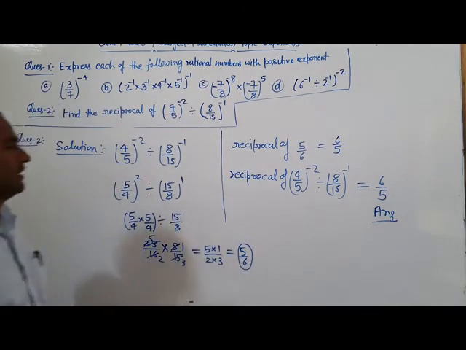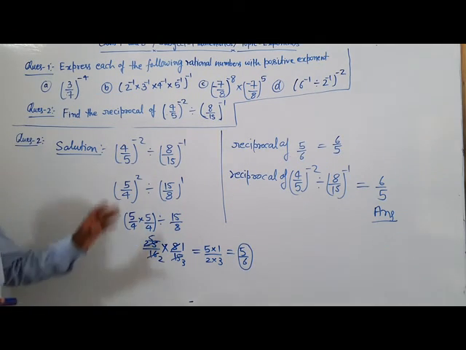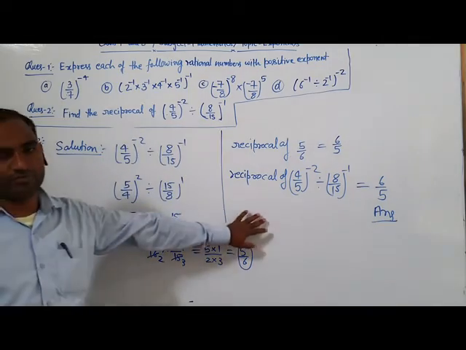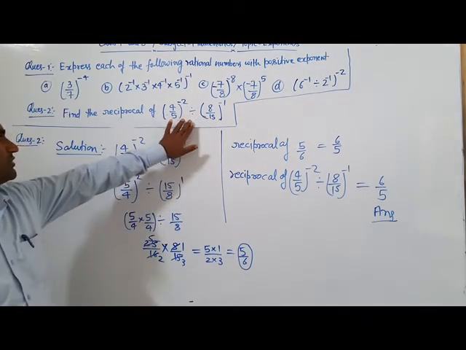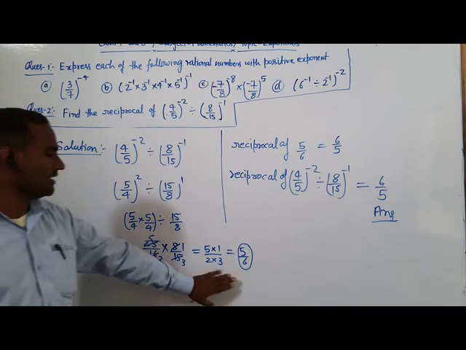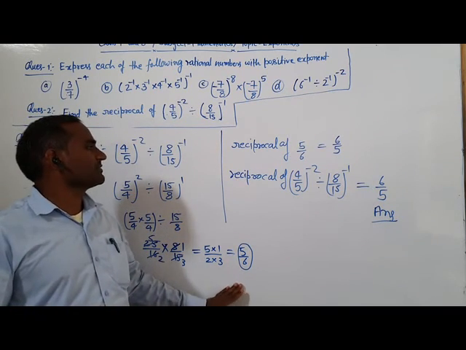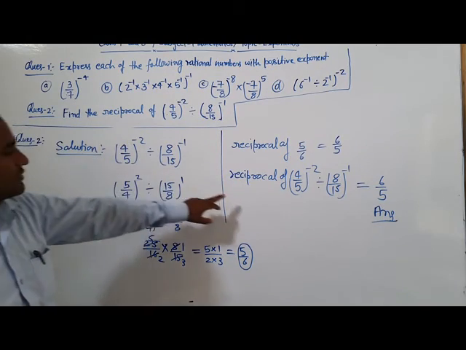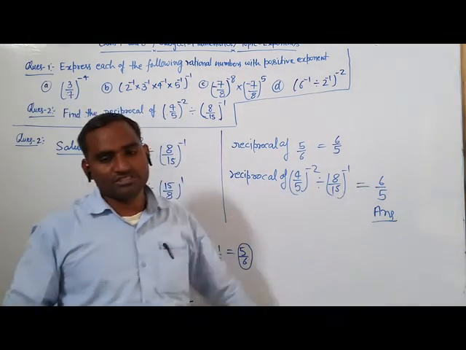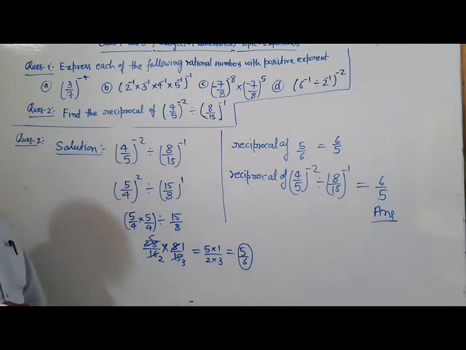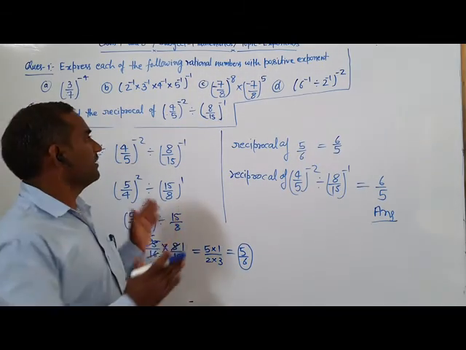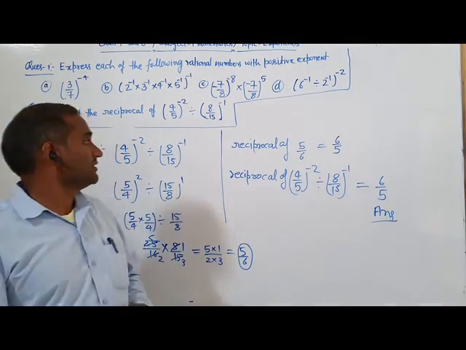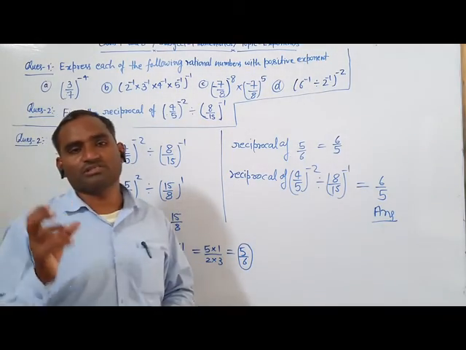Now all of you understand how to solve the question of reciprocal. First of all you have to solve the expression. After doing the solution you have to find the reciprocal of 5/6, and 6/5 is the reciprocal. This is your answer. I think all of you have understood this and you can solve this type of question from your exercise book.